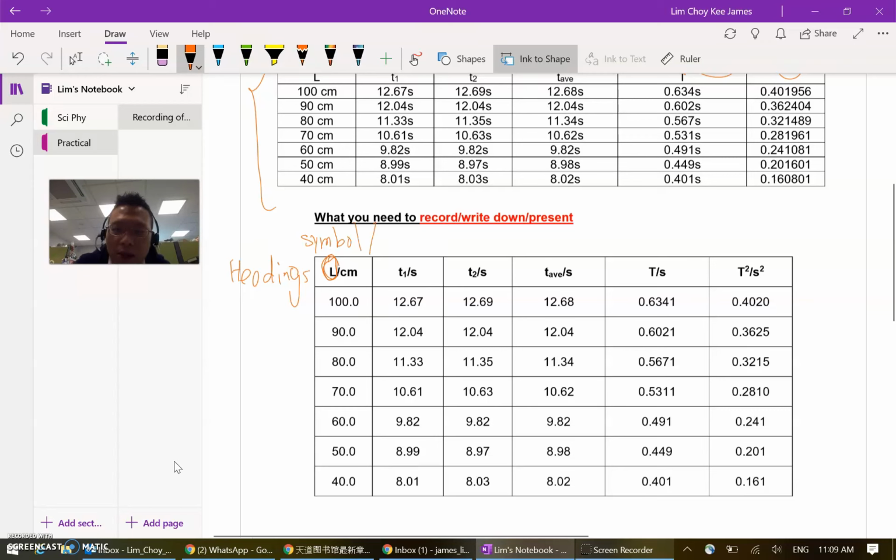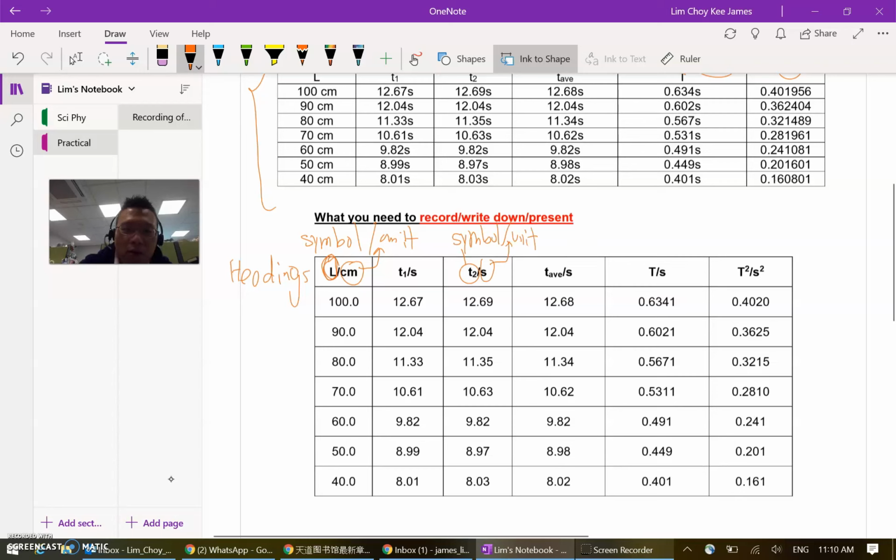Then it is followed by the slash and the unit. The unit here doesn't refer to the SI unit. It usually refers to the unit required by the experiment or by the marker itself. The SI unit for length is meter, but this experiment requires us to record it in cm, so we just take the unit as cm. You'll find that all the headings are presented in the same format, such as the symbol used in the question, followed by the unit used in the question.